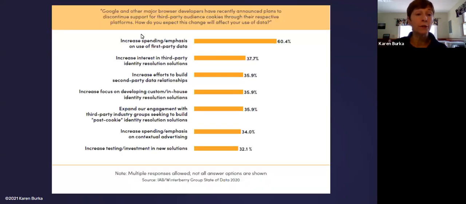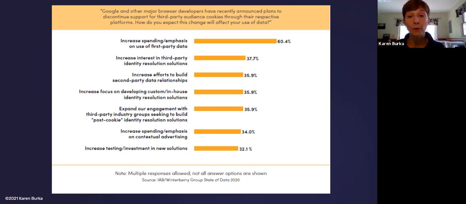So what I want to do is look at a little bit of information to back up what I'm saying there. With third-party cookies disappearing, that's going to take a huge toll on your access to visitor data. Now, this is a survey from the IAB, the Internet Advertising Bureau, and the Winterberry Group. Basically, they asked marketers, with Google and other browser companies discontinuing their support of third-party cookies, what are you going to do in terms of your data? And the top answer, more than 60% of marketers said they're going to increase their spending and their emphasis on the use of their first-party data.